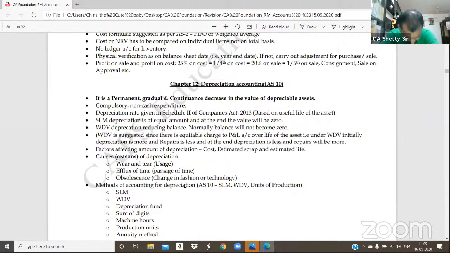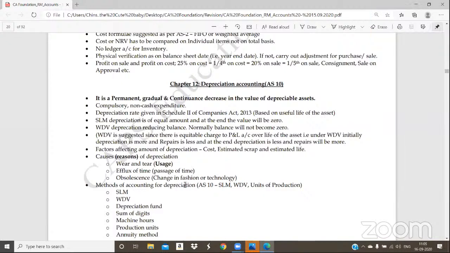Depreciation 10 lakh. Next, if life is 8 years, life is less, depreciation is equal to 100/8, how much, 12.5. Higher the life, lower the depreciation. Lower the life, higher the depreciation. Understood? Yes, sir.